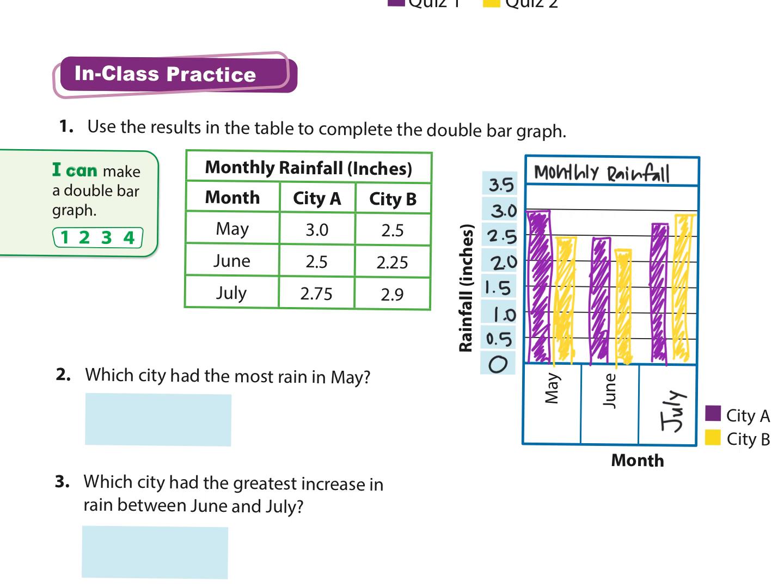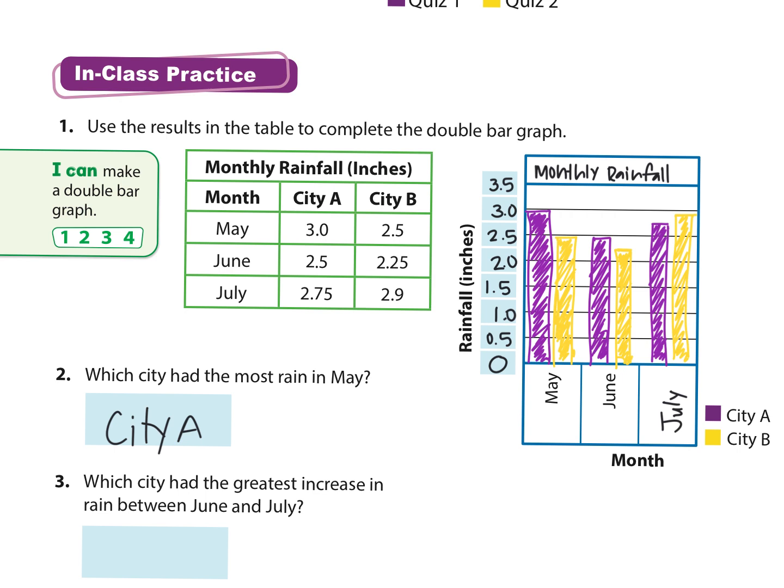So using this information now, I can answer questions about the graph. It says, which city had the most rain in May? Just by looking at my graph, I can tell which city, A or B. City A. Yeah. And which city had the greatest increase in rain between June and July? The greatest increase. So this is between June and July. So I'm looking at the purple. I'm comparing the purple from here to here.